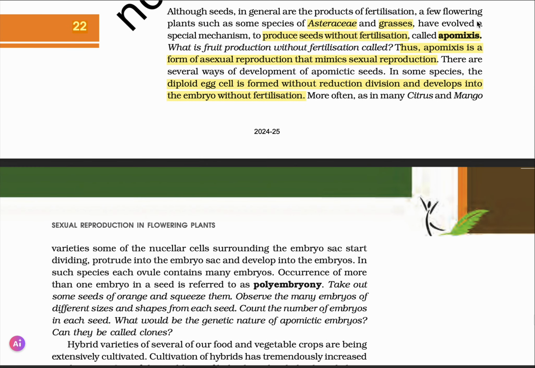First of all, let us get to know what apomixis is. Apomixis is the formation of seed without fertilization. An example is given; there are many families. One family which does apomixis is the grass family, Asteraceae. And the example of how it does this is that the diploid egg cell itself forms without the MMC going under reductional, meiotic division, and it later changes into an embryo without fertilization.